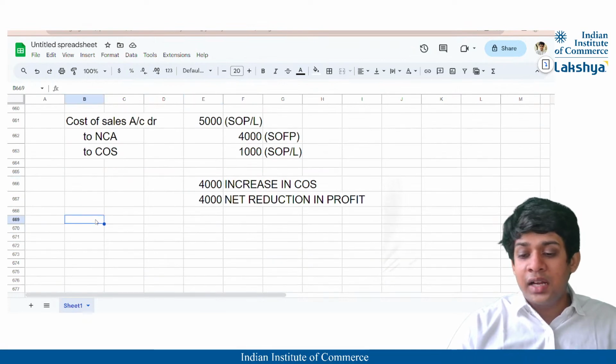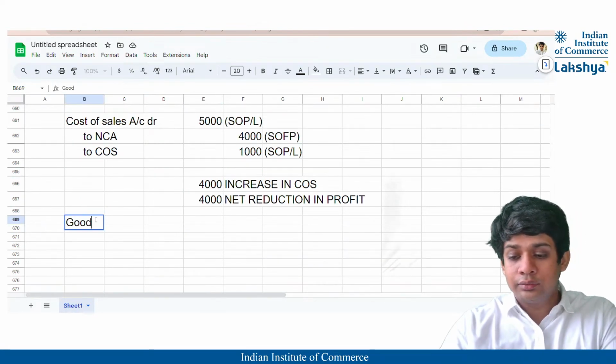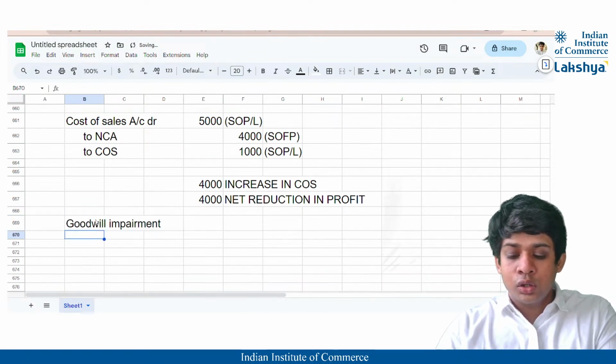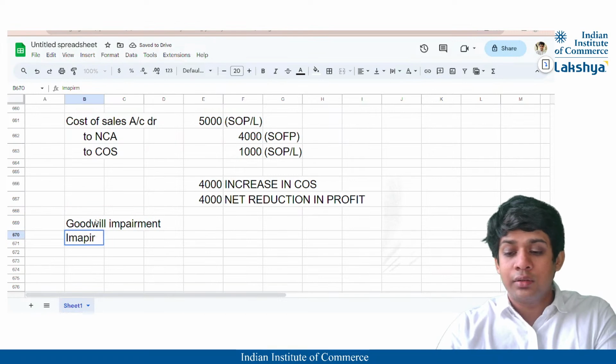So firstly, if there is a goodwill impairment, right? So we state impairment expense account debit, right?